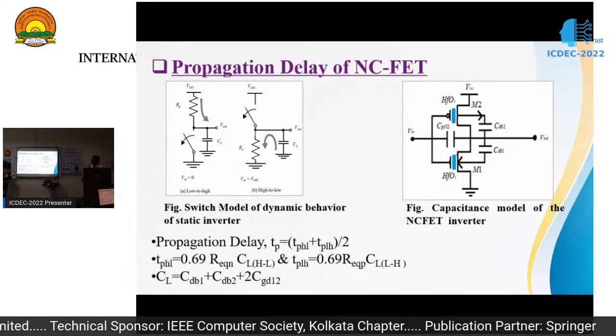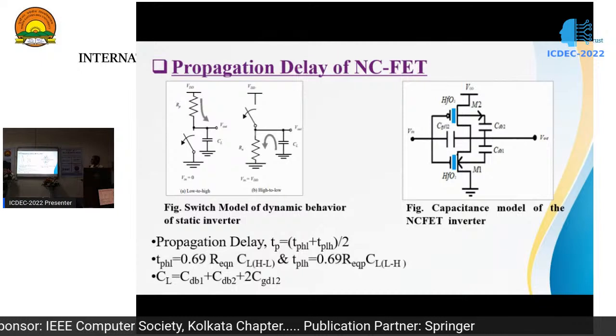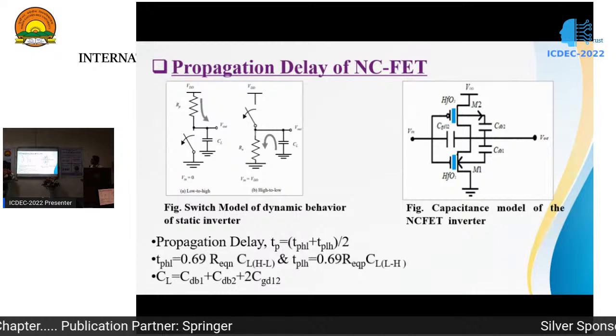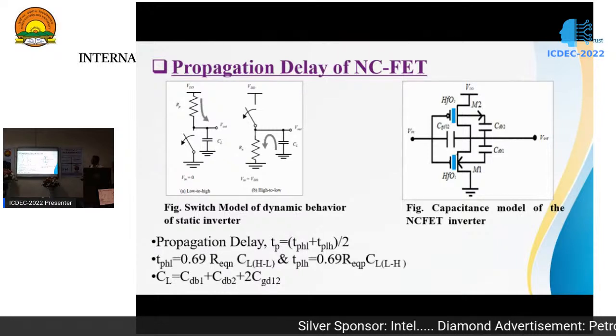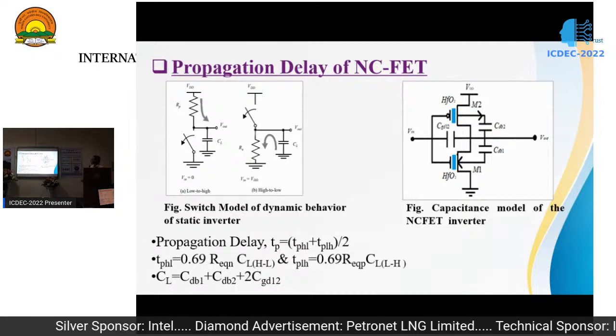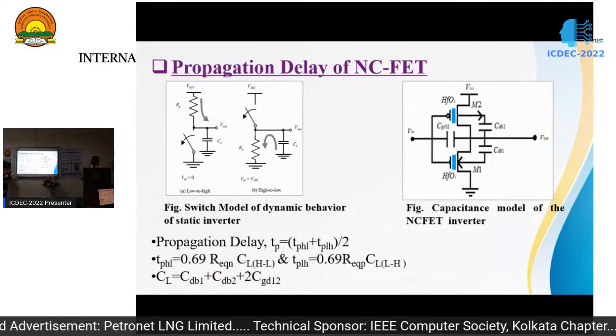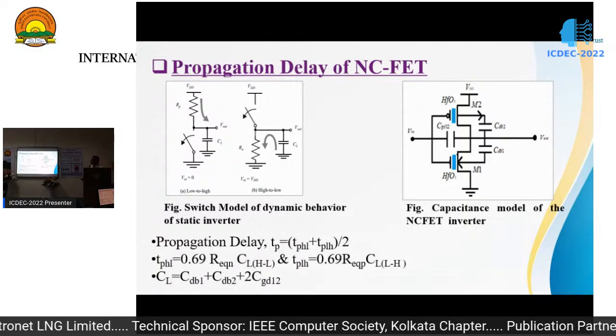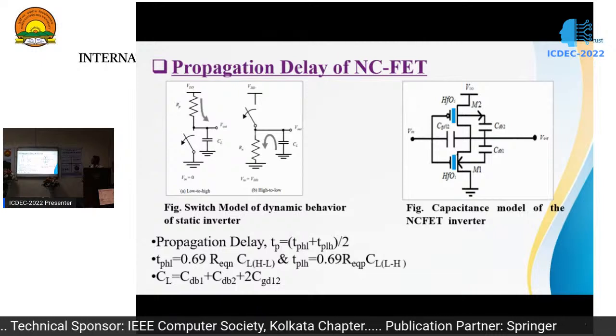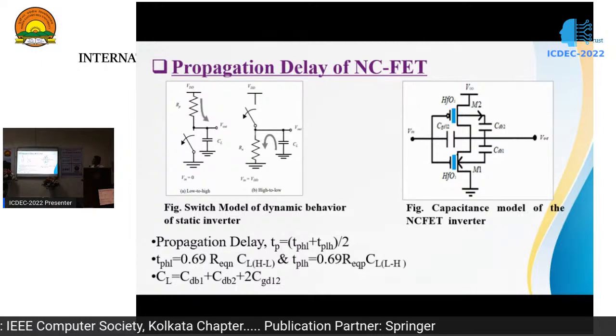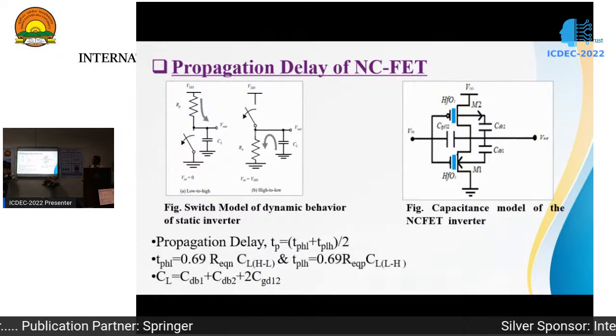So, propagation delay of an inverter, we know, is the average of TPHL and TPLH, where TPHL is the propagation delay for high to low transition at the output level, and TPLH is the propagation delay for low to high transition at the output level. And consequently, we have different on resistance. This is the on resistance for low to high transition, and this is the on resistance for high to low transition. And we will also have load capacitance. So using Elmore's delay, we can have propagation delay as 0.69 R times C.